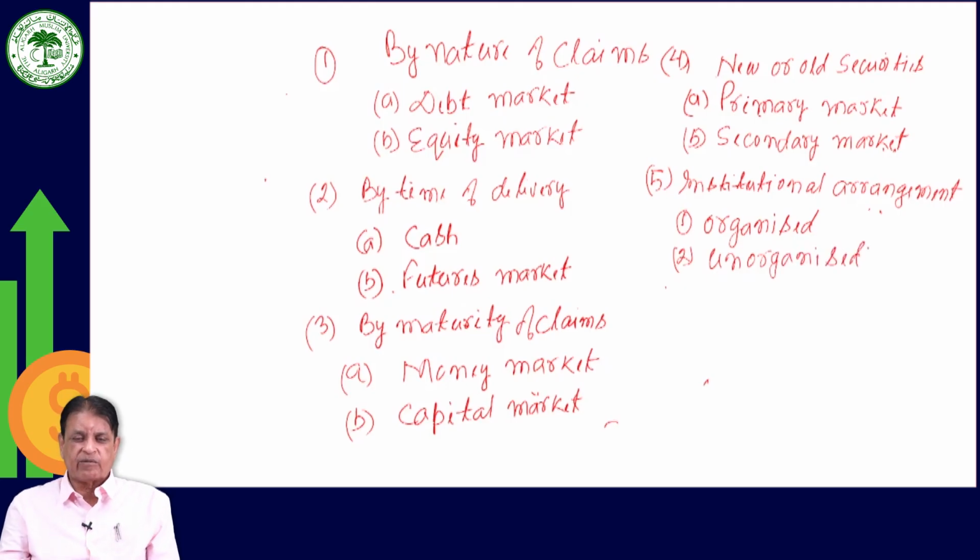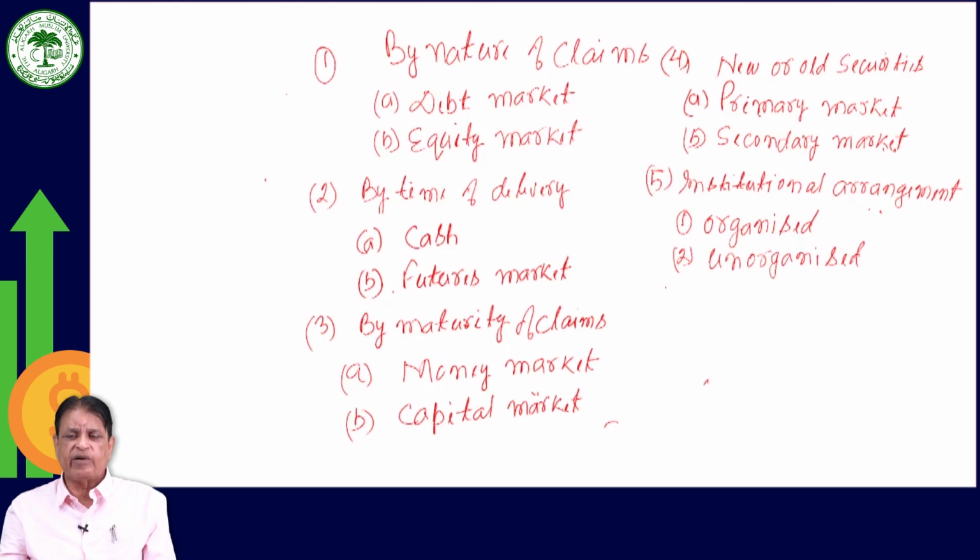Organized market is that market where rules and regulations of the regulators are observed. The regulator may be government, or any other body, the rules and regulations are observed, and the organized market is within the control of the regulatory authorities. Whereas in the case of unorganized market, this is beyond the control of regulatory authorities and the rules and regulations of the regulatory bodies are not observed.